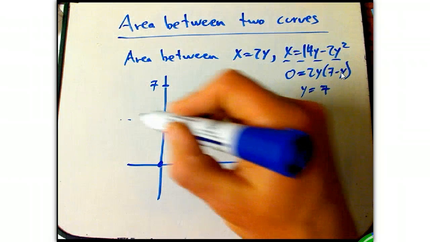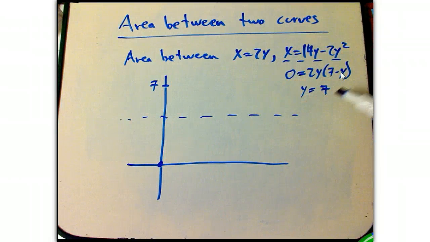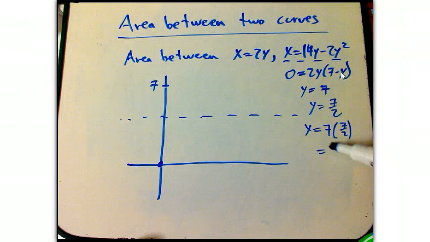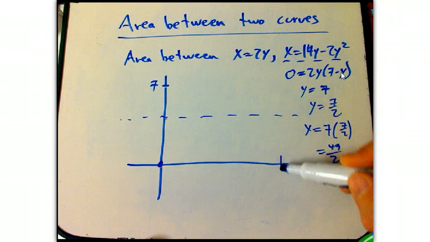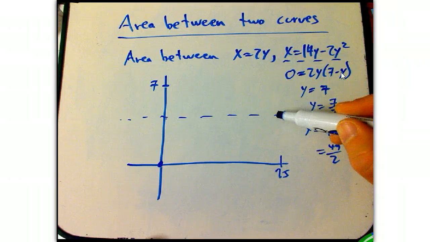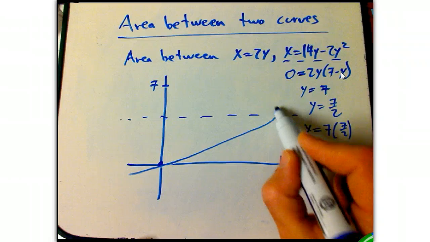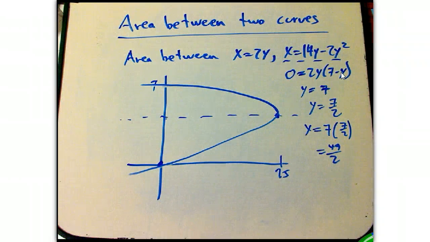So the axis of symmetry is here, or in other words, y equals 7 halves. Plug that in to get the x value. x is going to be 2 times 7 halves, which is 7, times 7 minus 7 halves, which is 7 halves, so 49 over 2, or 24.5, or about 25. So just a tiny bit shy of 25 is the vertex. So here's that graph, roughly.